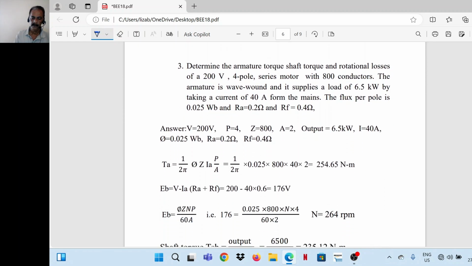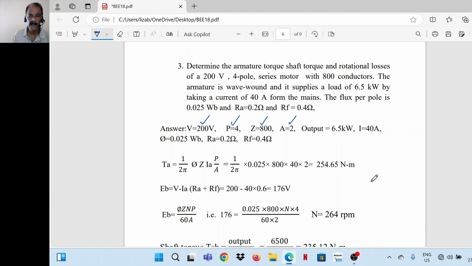Next example. Determine the armature torque, shaft torque and rotational losses of a 200 volt 4-pole series motor with 800 conductors. So applied voltage is 200 volt. Number of poles is equal to 4. Number of conductors 800. Armature is wave wound. Wave wound means A is equal to 2.